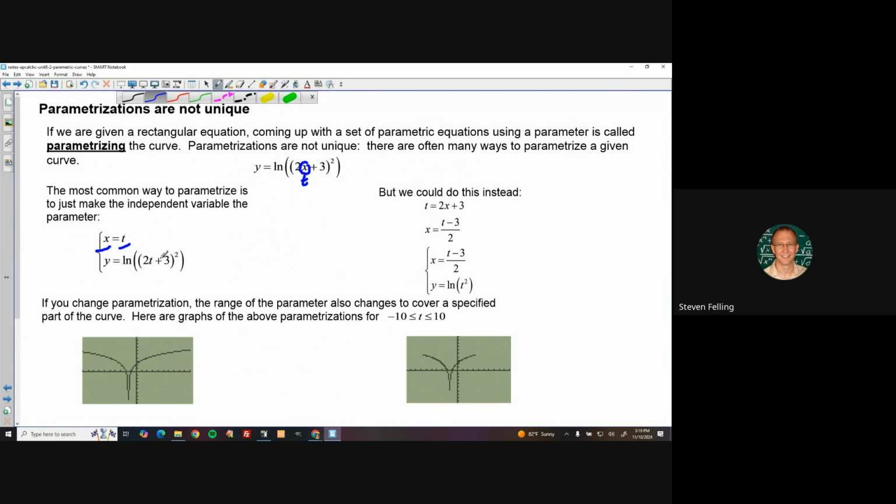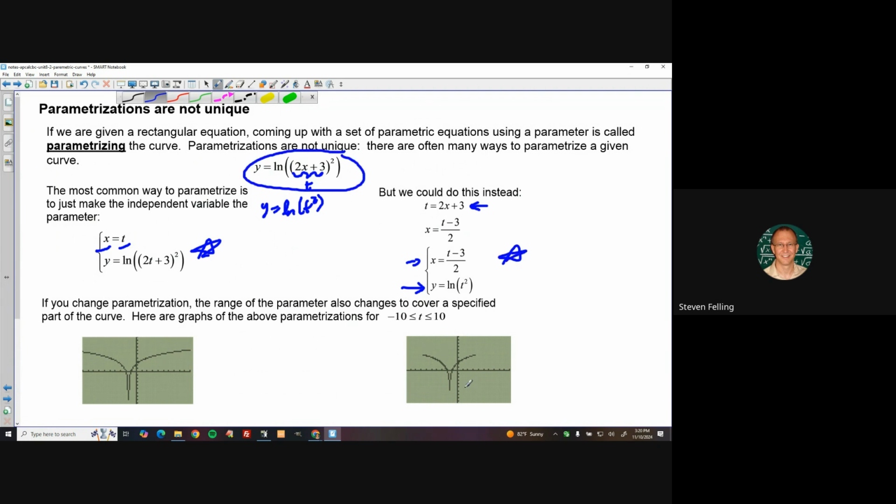But we could also do this. We could say, what if we wanted to make this whole thing the parameter t? Then y would become the natural log of t squared. That would be the parametric equation for that. And then for x, you would have to take that t is equal to 2x plus 3 and solve it for what x is and make that the x equation. So both of these parameterizations are equally valid to cover this function.